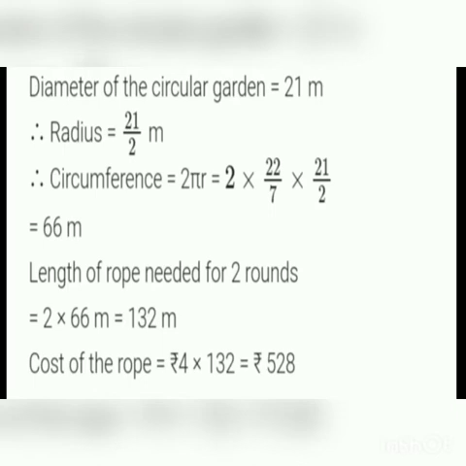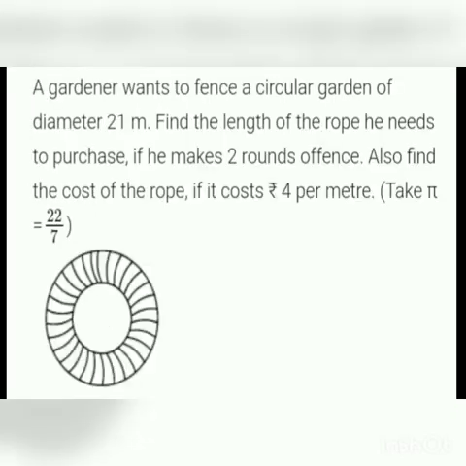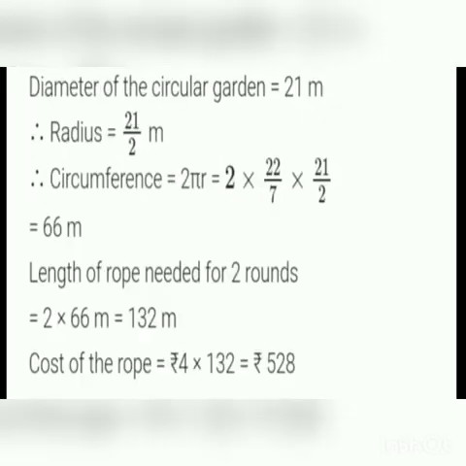Now the cost of that rope is also given. For 1 meter, what is the cost? Rupees 4. So for 132 meter, what will be the cost? Into 4. So here, why did we multiply by 2? Because the gardener wants to fence it 2 times, that is why.